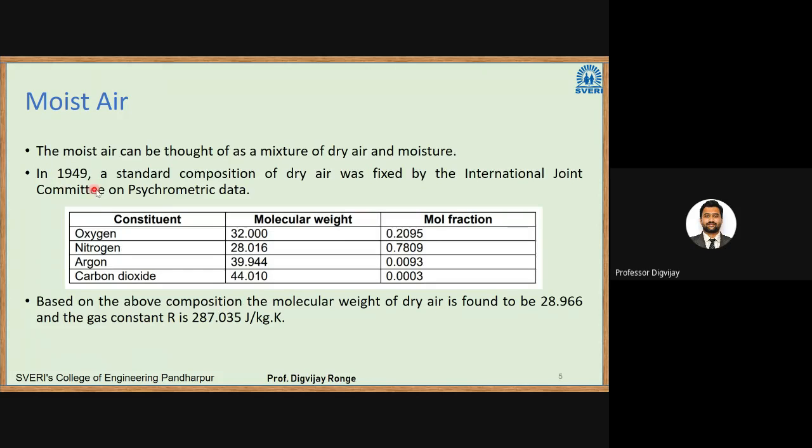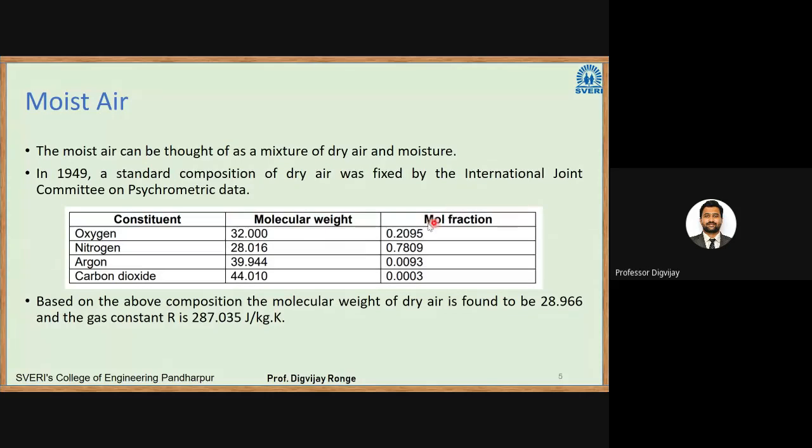In 1949, a standard composition of dry air was fixed by the International Joint Committee on Psychrometric Data. This joint committee calculated and fixed the average contribution of all the gases in the air. Okay, so there is a table in front of you. Dry air means air that does not contain moisture. So in dry air, what are the constituents? The first column is the constituent, the second is its molecular weight, and the third is the mole fraction.